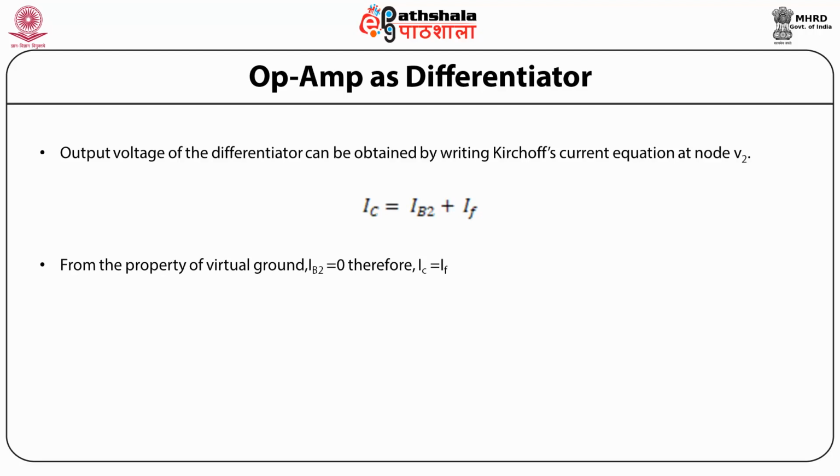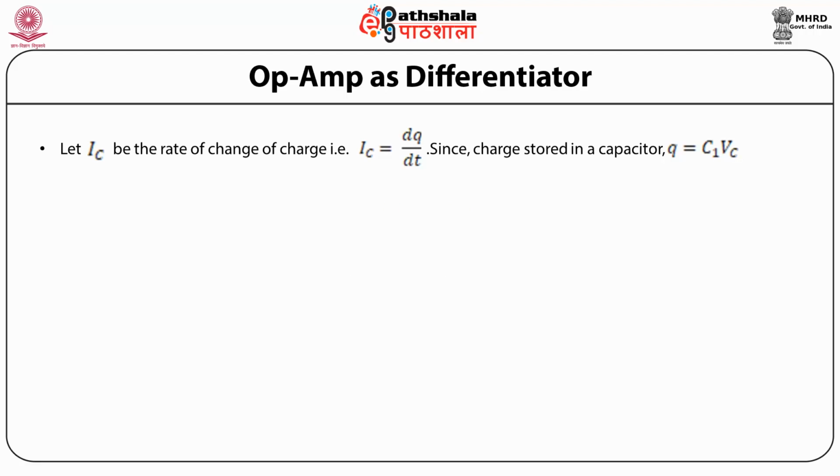Now, from the property of virtual ground, IB2 is equal to 0, which gives IC equal to IF. Let IC be the rate of change of charge, that is, IC is equal to dQ by dt. Since the charge stored in a capacitor, Q, is equal to C1 into Vc, IC is equal to d by dt of C1 Vc, which equals C1 times dVc by dt.